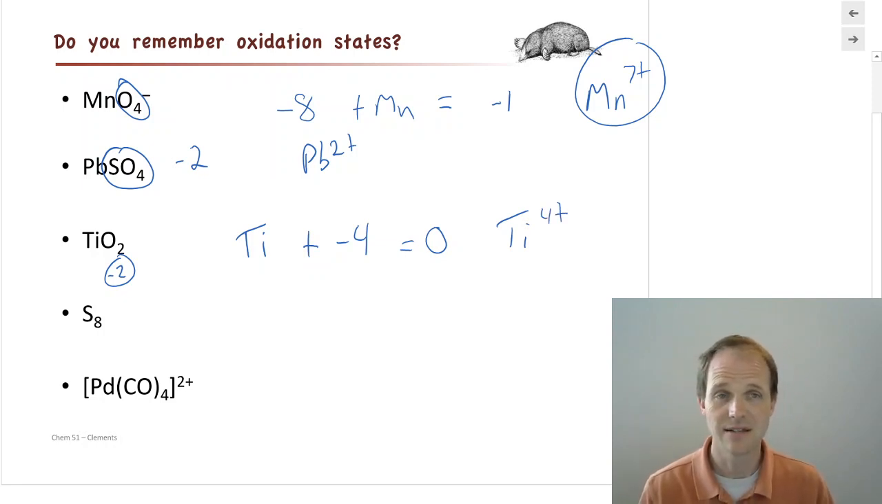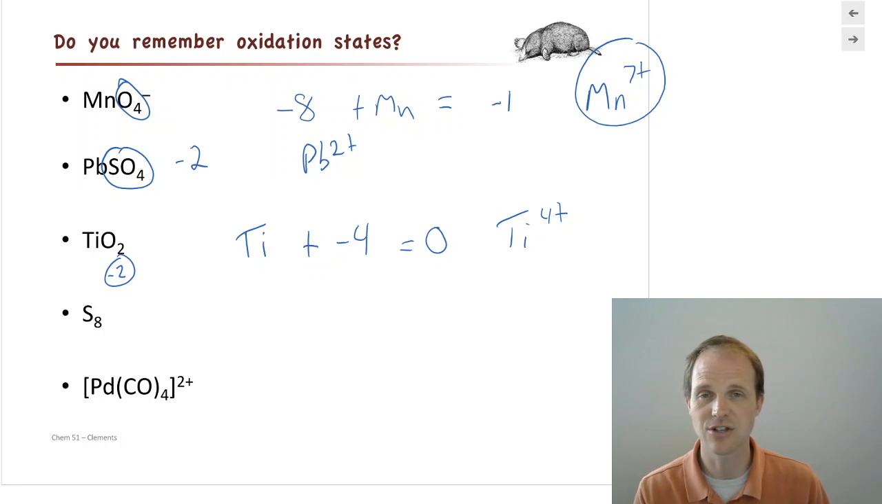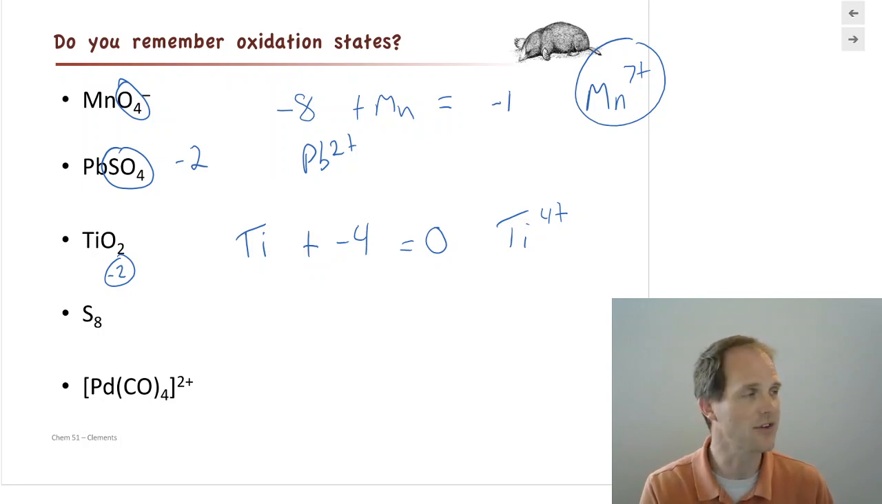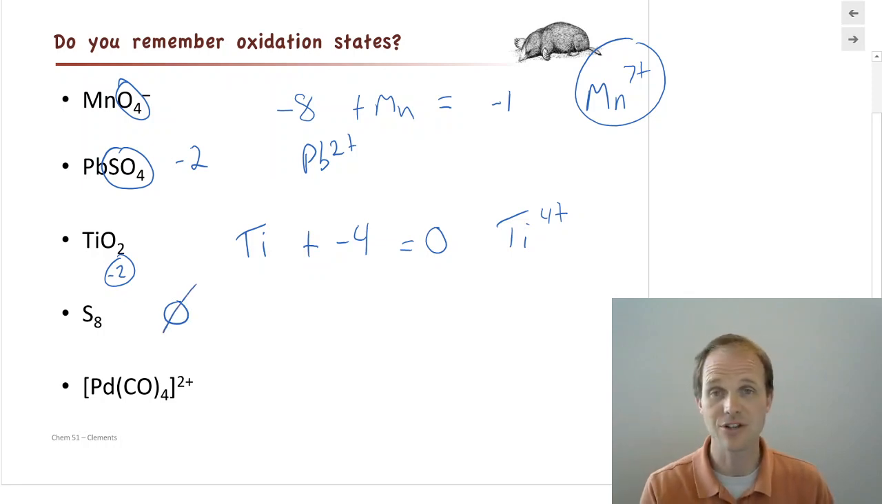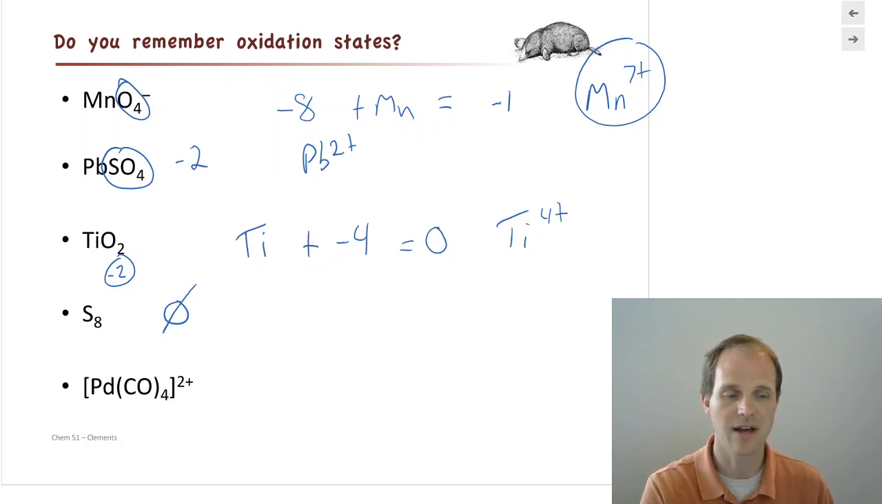S8, all by itself, just sitting there. What are oxidation states? It's when you've given away a charge or you've taken a charge. If it's just sitting there all by itself, does it have anyone to give a charge to? No. Does it have anyone to take a charge from? No. If you can't give a charge or take a charge, what's your charge? 0. Okay, so elements in their standard state. If you just have a chunk of aluminum sitting there, that's going to have an oxidation state of 0. If you've got nitrogen, N2, that's going to have an oxidation state of 0. Elements in their standard state.